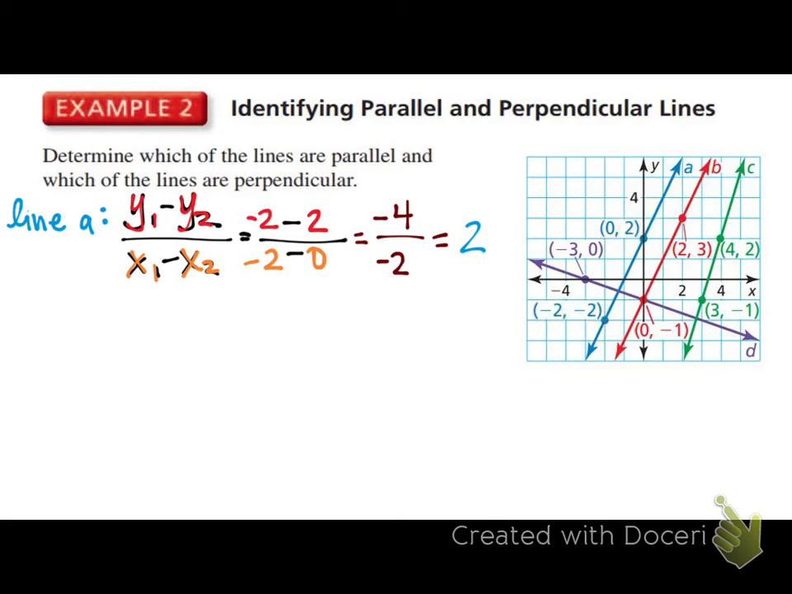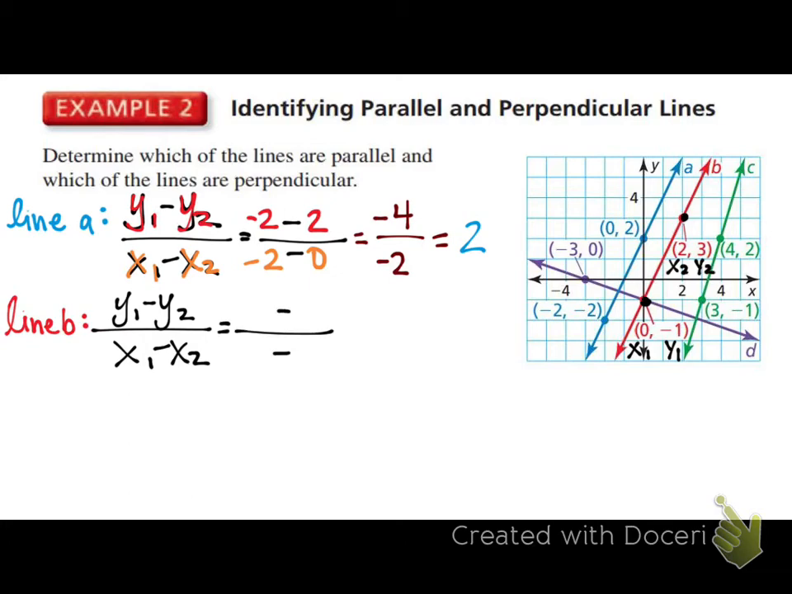Now we're going to find the slope of, we're just going to go alphabetically, so we'll do line B. So the same formula, y1 minus y2 over x1 minus x2. Again, I'm choosing to read left to right, so I'm going to do 0, negative 1 as our first coordinate, and 2, 3 as our second coordinate. So what is my first y? Negative 1. My second y, 3. My first x, 0. And my second x, 2.